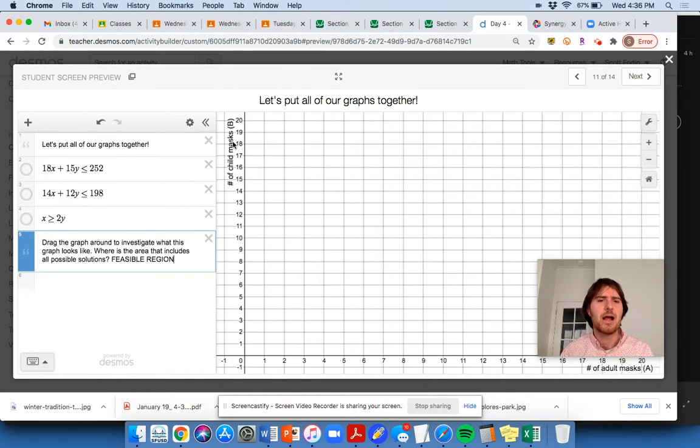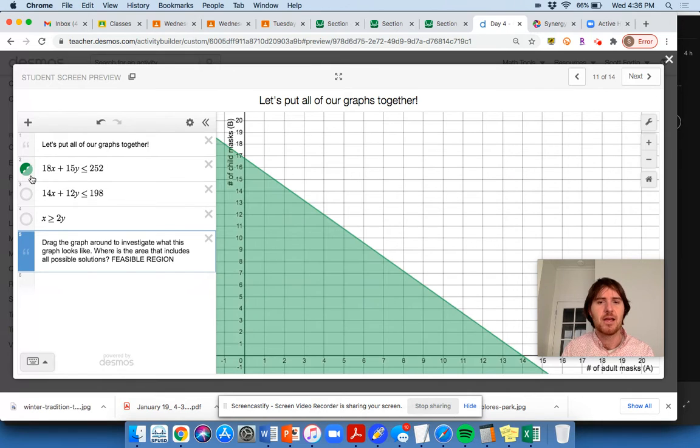All right, so let's check it out here. Let's go ahead and turn it on here. This first constraint is this one here, right? We got the 18x plus 15y is less than or equal to 252. 252 is the amount of inches of fabric you have. Yes, 18 inches per adult mask, 15 inches per child mask. Remember that from earlier on in the lesson? It's a lot of stuff here, a series of lessons, we got that there. So let's turn it on.